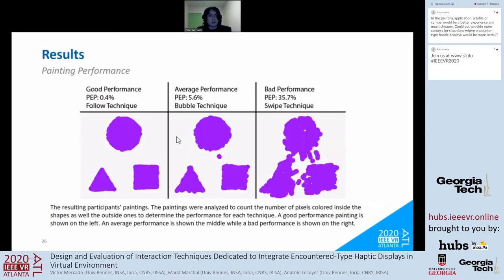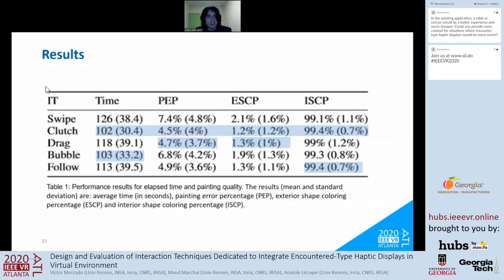So these are the performances. As you can see, this is a good performance, an average performance, and a bad performance in matters of painting. But of course, we wanted to quantify the performance in more specific terms. So these are the quantitative results. As you can see, clutch took the lead, basically getting the best results overall across the conditions, and drag came in 2nd place.